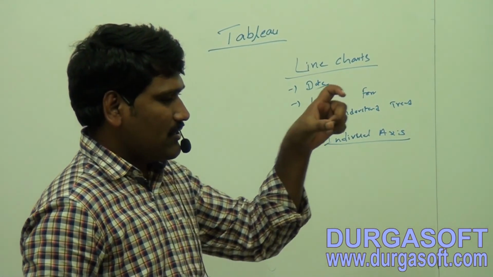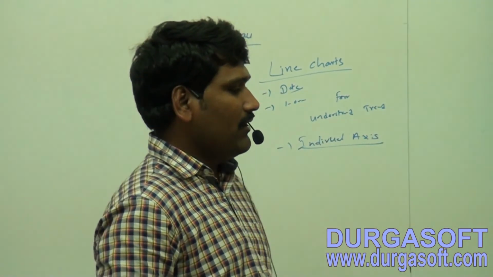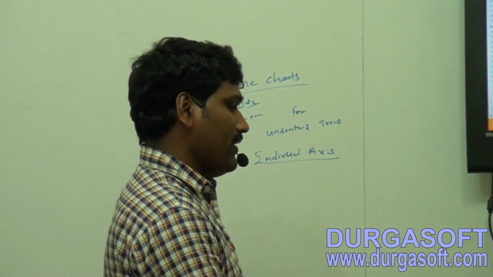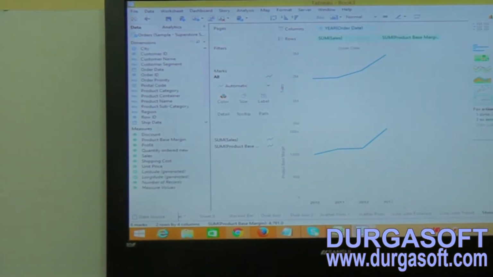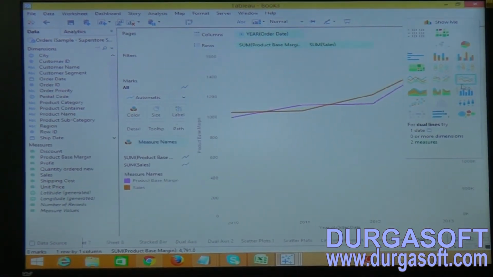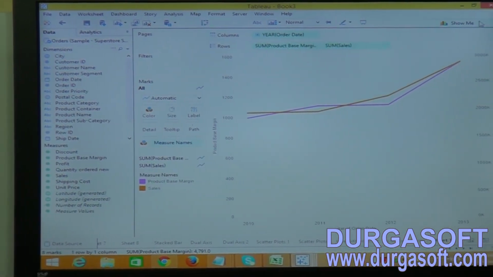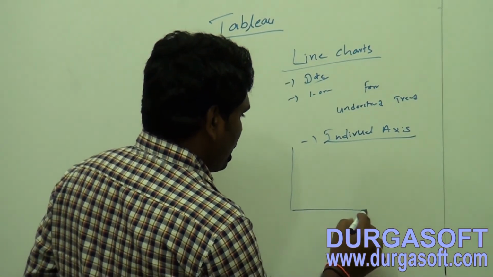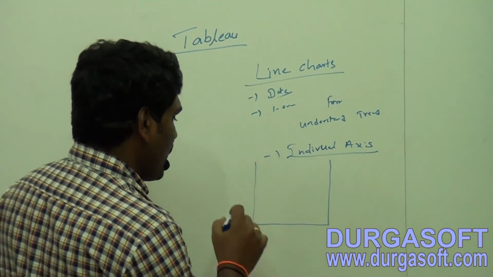That means each measure is represented with different types, different lines in the same view. Okay. Now let me create a dual line. If you want to create a dual line, you just click on this dual line. Now see this, in the same view, that data, that measure has been divided.